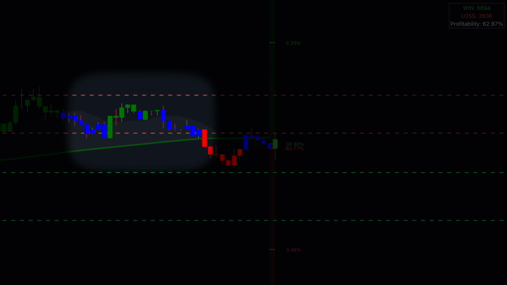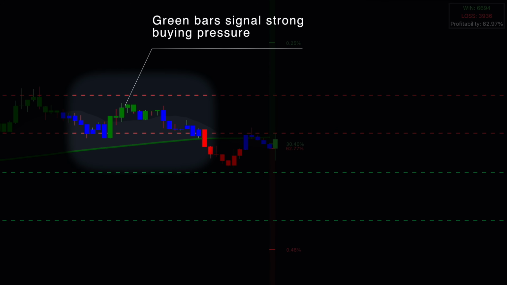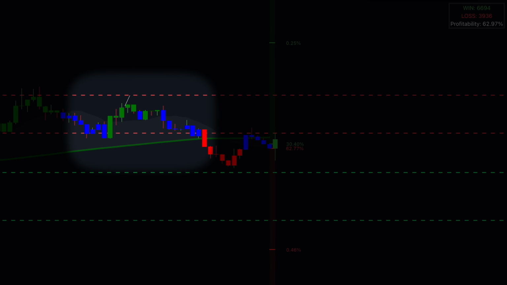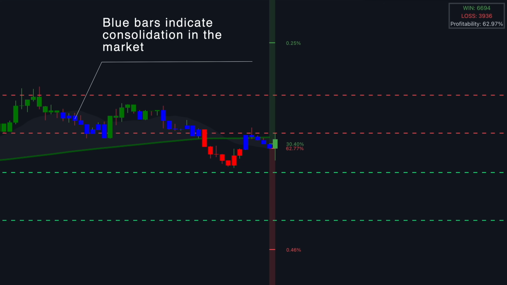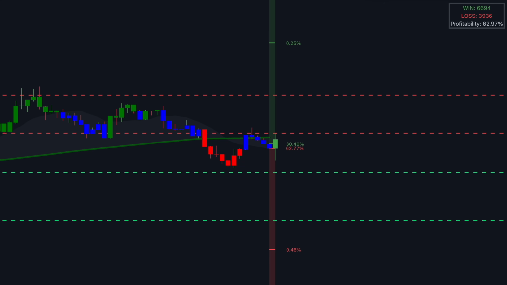Once we have this in place, check the bar colors. When buyers show high interest in purchasing the stock, the bars turn green. This is a very strong confirmation of bullish momentum. You definitely don't want to buy the stock when the bars are blue, as this signals market consolidation. So keep that in mind as well.